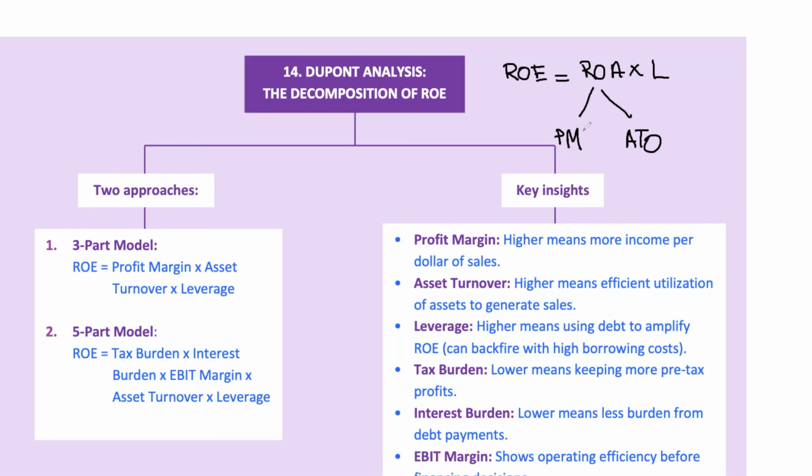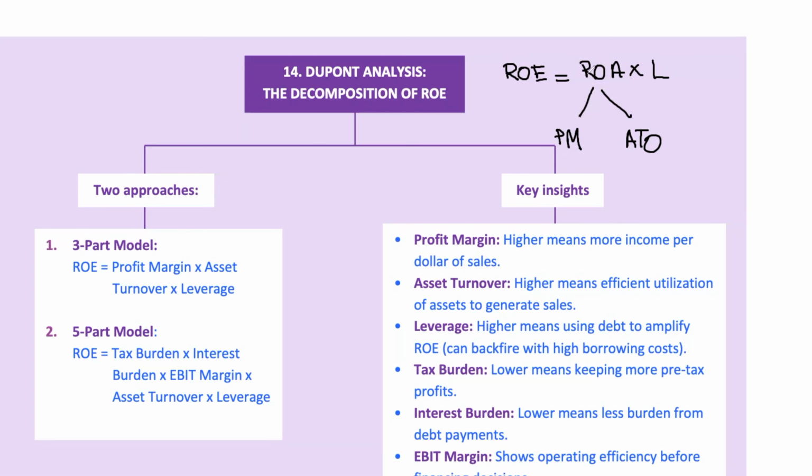Now, let's stir in some leverage to whip up return on equity. Leverage is basically how much debt you're using to finance your assets. When you mix ROA with leverage, you get ROE, which shows how well you're using both profits and debt to benefit your shareholders. So let me repeat this again.